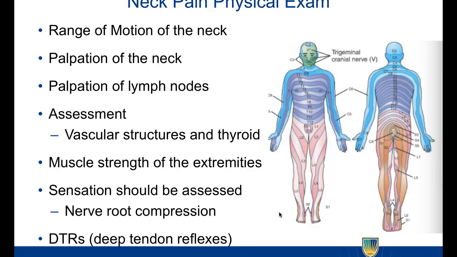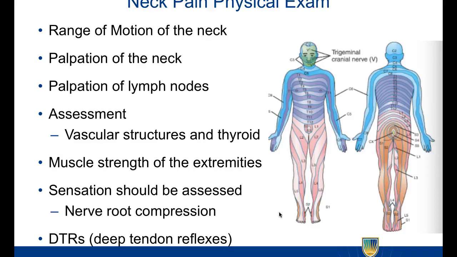Neck pain physical exam. Physical exam of the neck should include the following: range of motion of the neck, including flexion, extension, and rotation to determine limitation and reproduction of pain. Palpation of the neck to assess for tenderness and muscle spasms. Palpation of lymph nodes, as enlarged lymph nodes in the absence of infection can indicate malignancy.